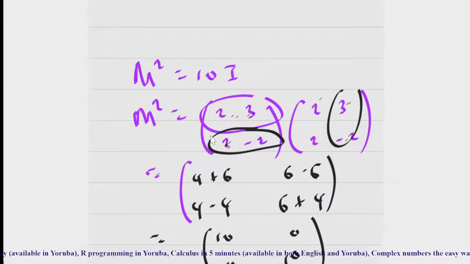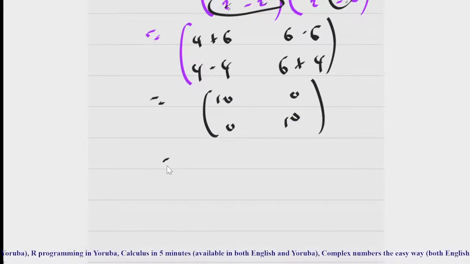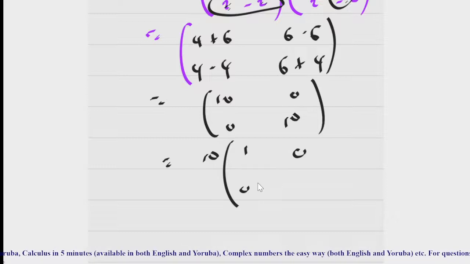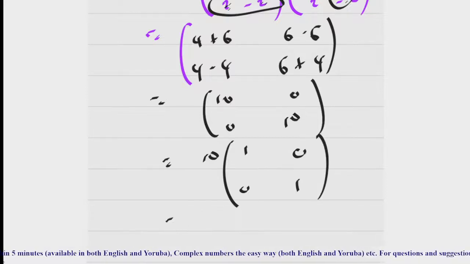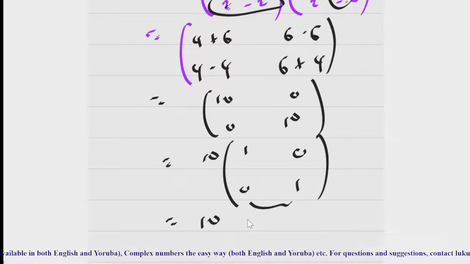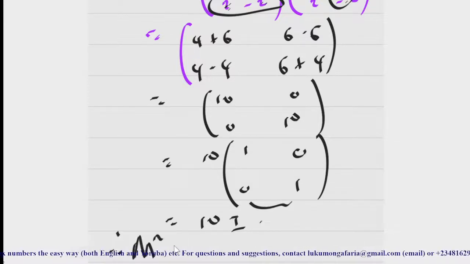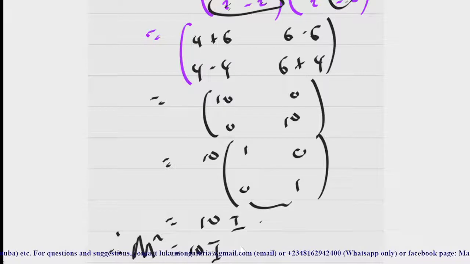I hope you understand now. So you can see that 10 is common. You can factor 10 out. Then this will be 1, 0, 0, 1. And what does this matrix look like? It looks like an identity matrix, which is I. You understand now? Then you can conclude by saying your M square is going to be 10I.